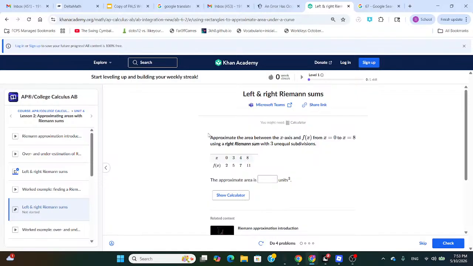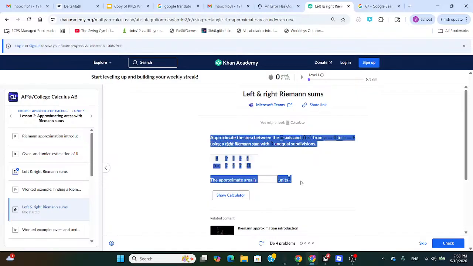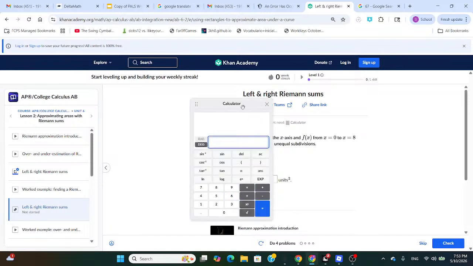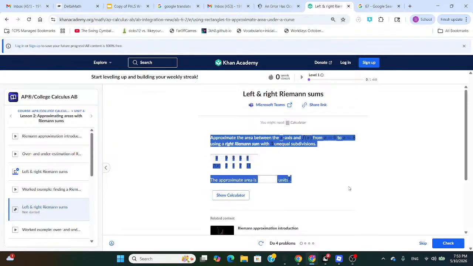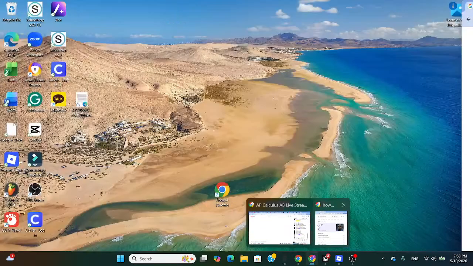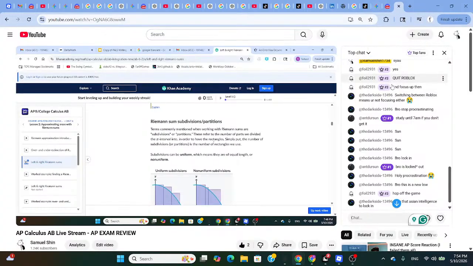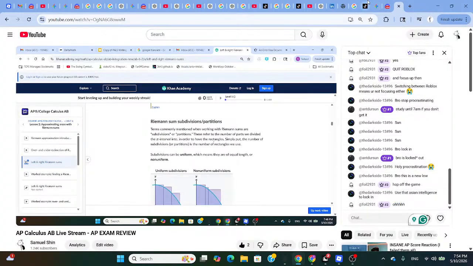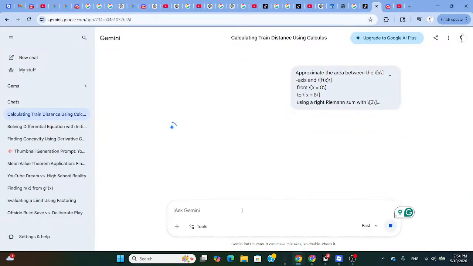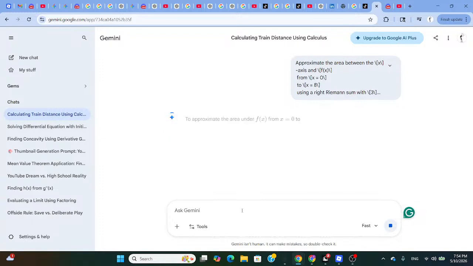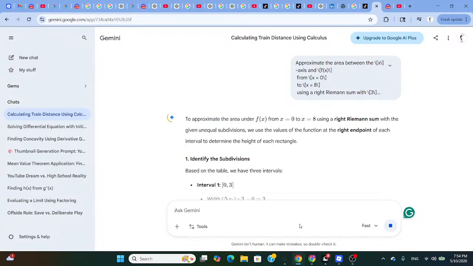Approximate the... You might need a calculator. All right, there we go. 0 to 8, so right Riemann sum. So this is 3, 4. Yo, look, I forgot how to do this stuff. Let me use a little Gemini.